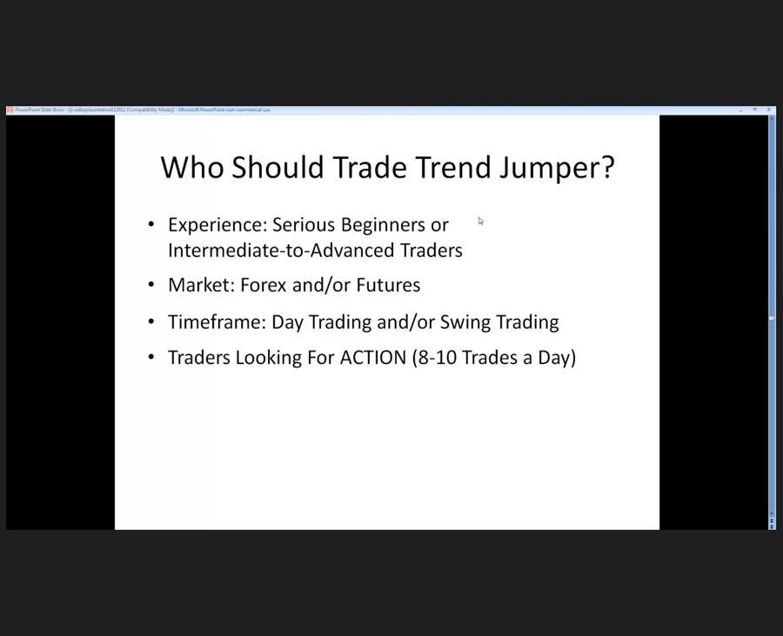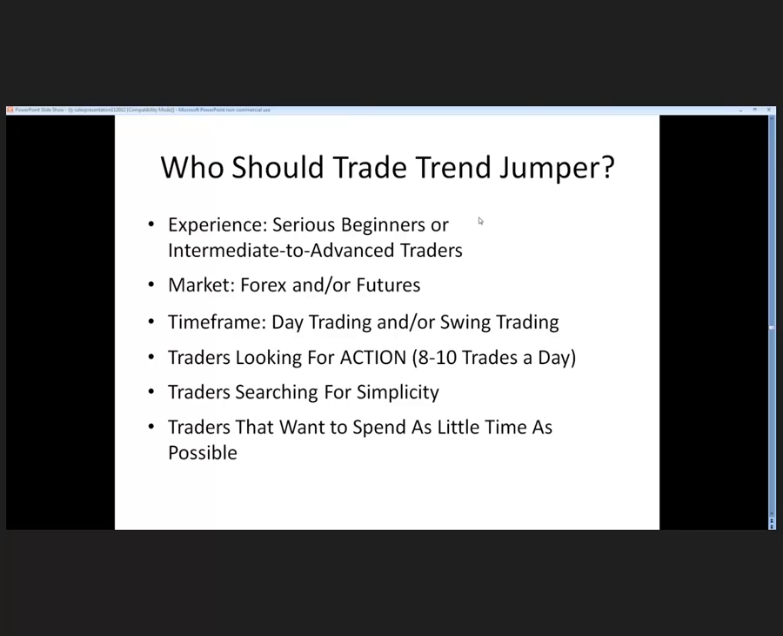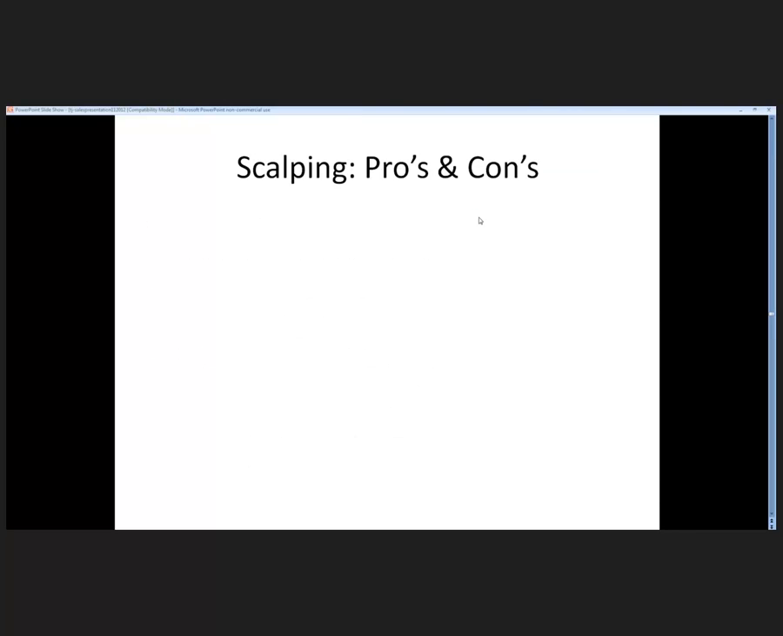I know that describes me. I don't like to wait around for hours on end with no trades. It drives me crazy. I like to have activity. Of course, I don't want action just for action's sake, right? I'm looking to make profits and money just like all of you, but I want high odds, high frequency trading. I mean, that fits me to a T. Definitely simplicity, which you're going to see, and wanting to spend as little time as possible in the markets.